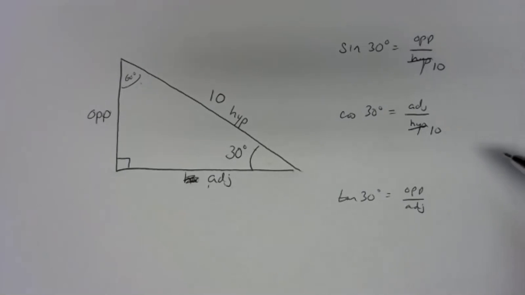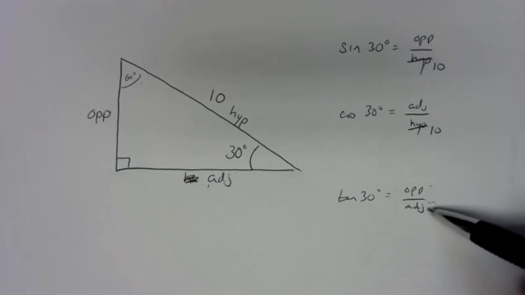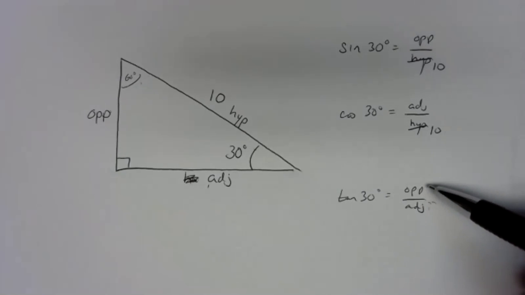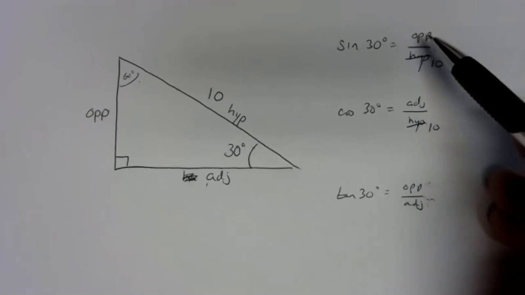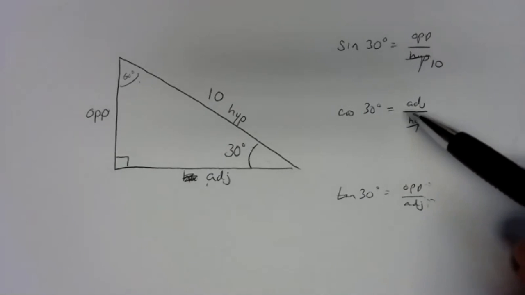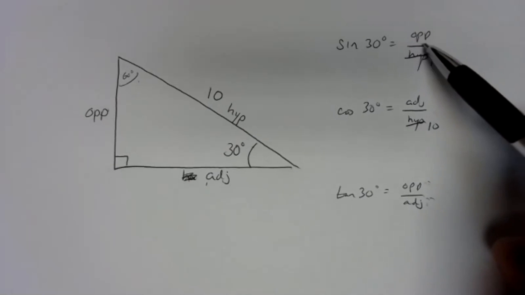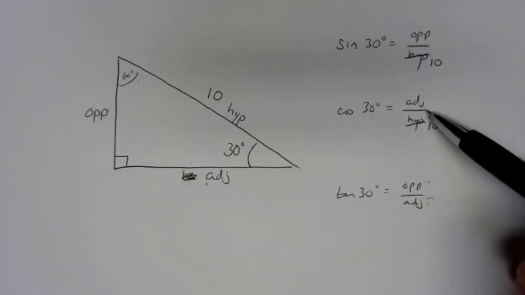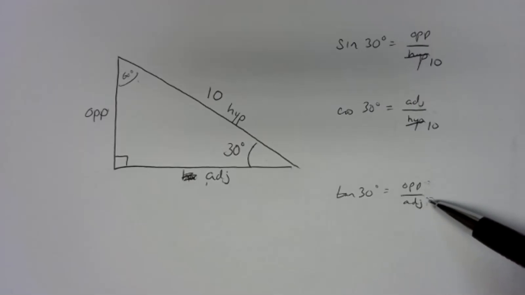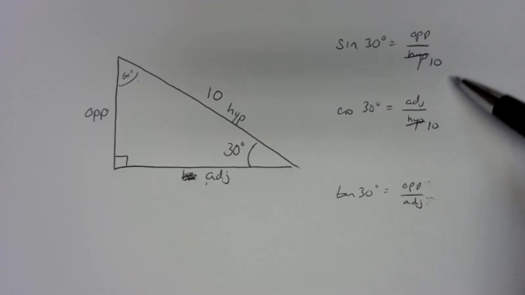We don't know opposite, and we don't know adjacent. So tangent we can't really use. It's missing too many pieces. Tangent of 30 has a value, but we can't use that to figure out what the opposite and the adjacent side would be. Yes, in principle, you can solve one of these two and then use the tangent, but that's risky. Because if you made a mistake up here, and then you carry that mistake down into here, you have no chance of getting the other one right. These two are independent of each other.